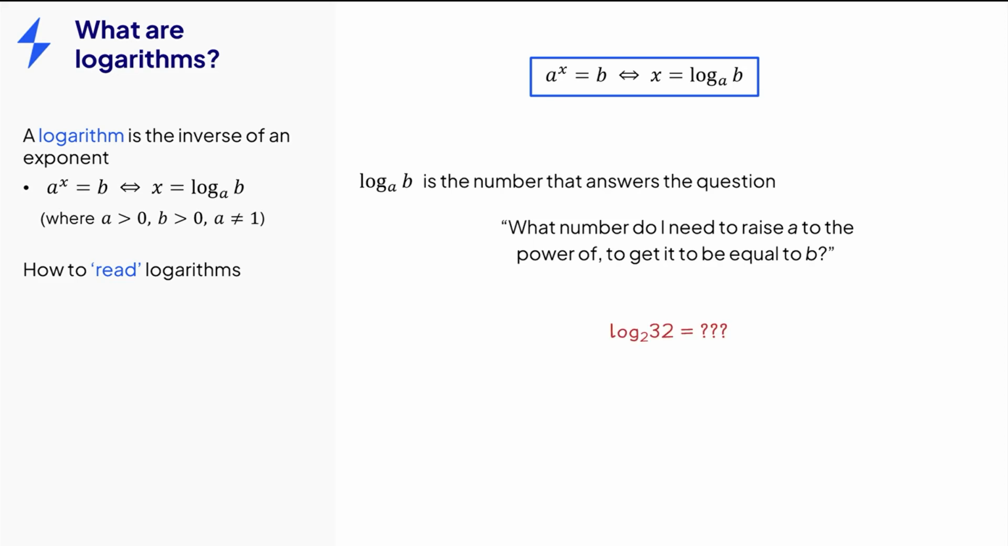And here's an example. So what is log to the base 2 of 32 equal to? Well, let's start looking at powers of 2. 2 to the power of 2 is 4. 2 to the power of 3 is 8. 2 to the power of 4 is 16. 2 to the power of 5 is 32. So the power I need to raise 2 to in order to get it to be equal to 32 is 5. That's the answer to our question, and therefore log 2 of 32 is equal to 5.